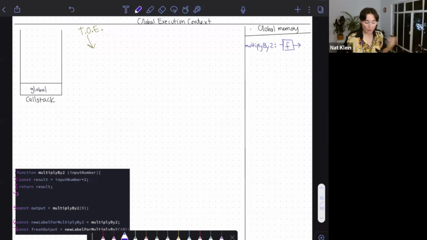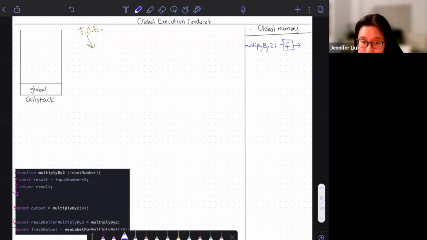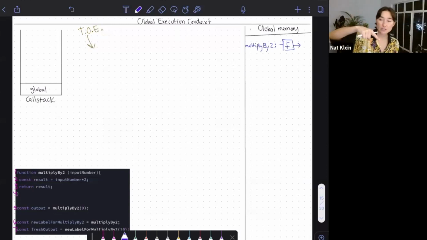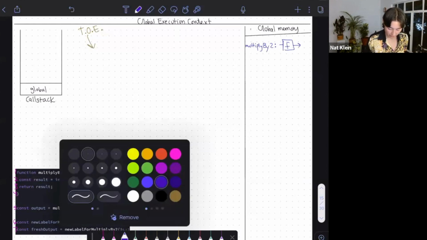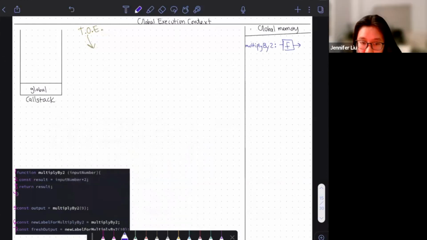Awesome. And then Jennifer, what line does the interpreter go to next? Line 5. Line 5, exactly. The thread of execution does not enter a function definition. It doesn't even look at what the definition is until it's invoked. So great, we move to line 5. And what's going on in line 5, Jennifer? We're going to declare a constant in the global memory called output, and it's going to be equal to the evaluated result of invoking multiply by 2, passing in the value 9.